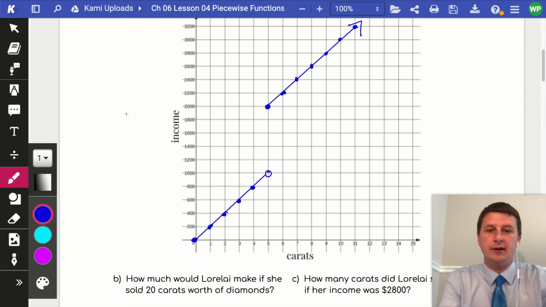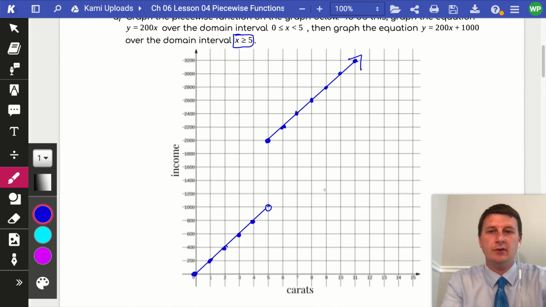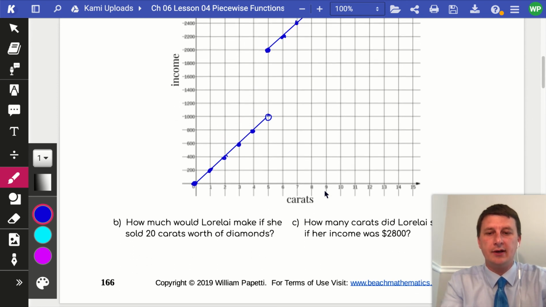So what we have here is a piecewise function that shows how much Lorelei will make for any number of carats. If she sells less than 5 carats in diamonds, then we use this piece of the function down here. But if she sells 5 or more carats in diamonds, then we're going to use this function up here. So let's take a look at the questions that are asked afterwards.